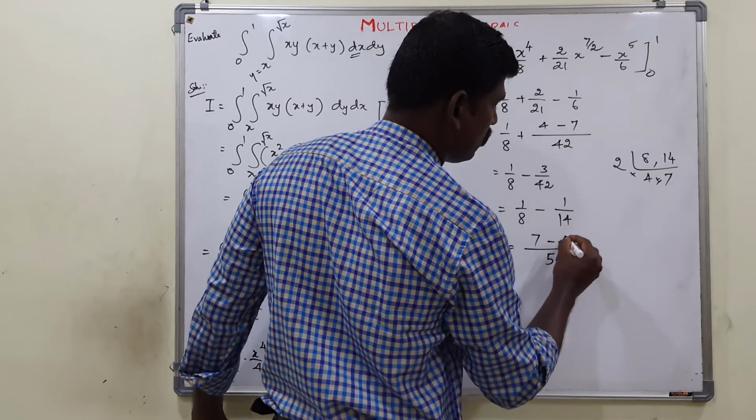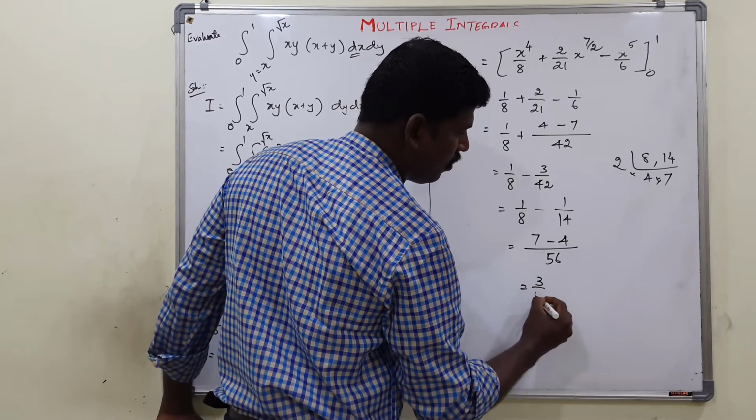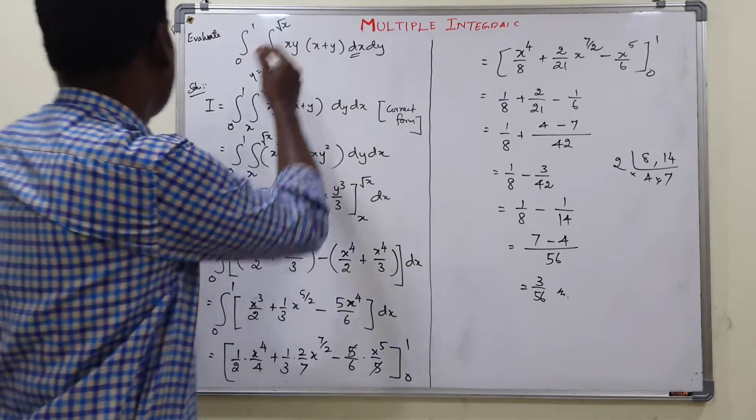How many? 4 times. So right. So that is equal to what? 3 by 56 is the answer for the given integral. That's all.